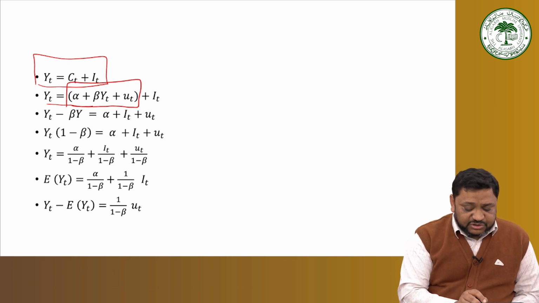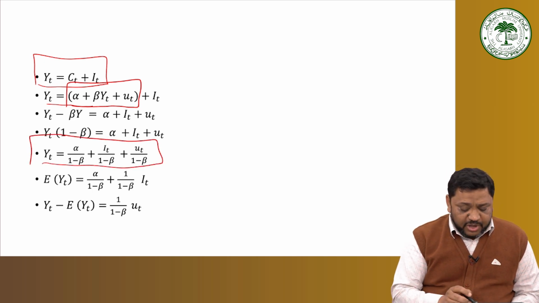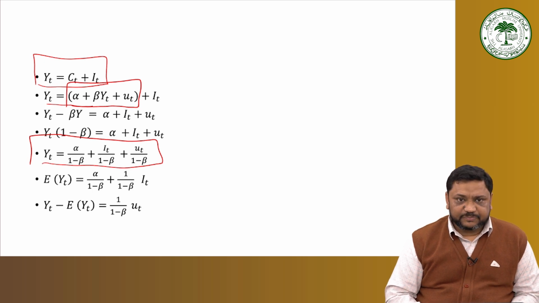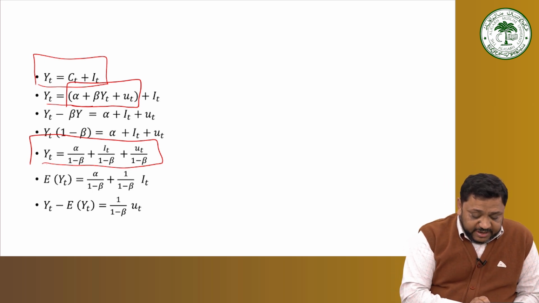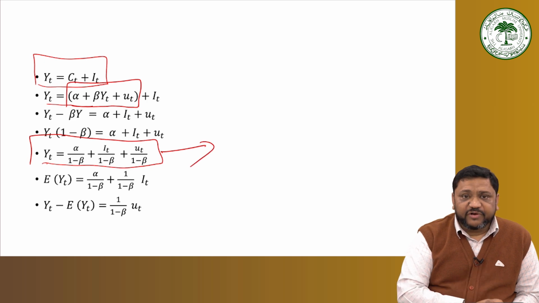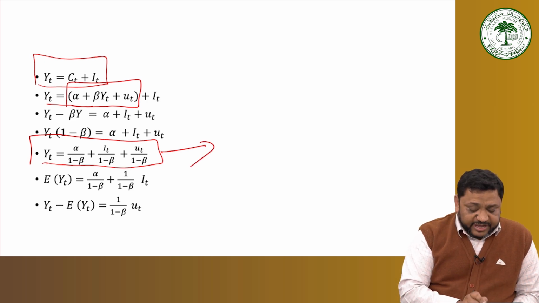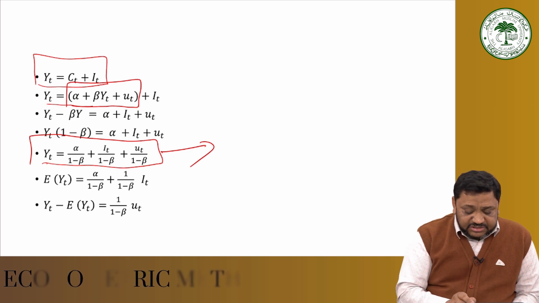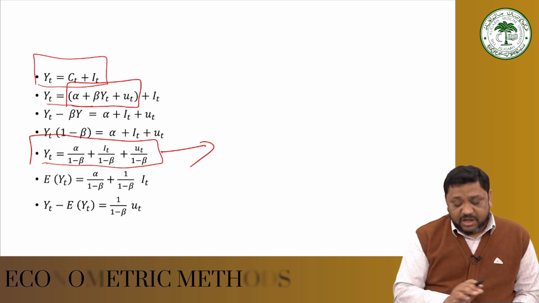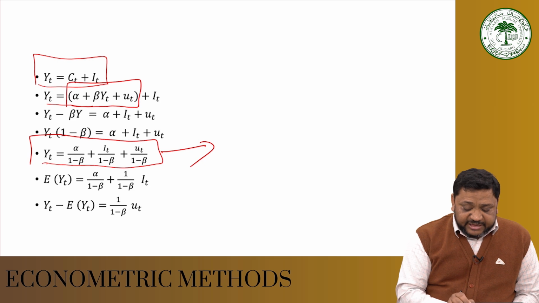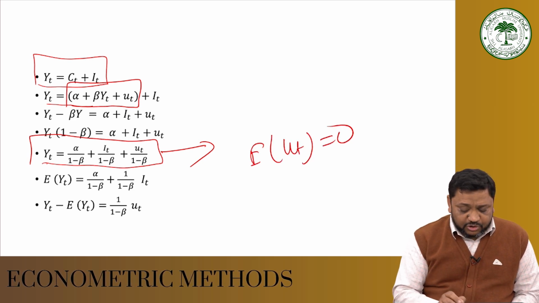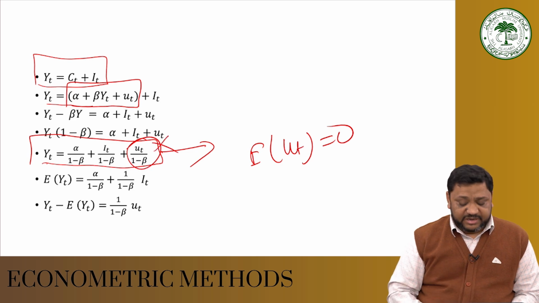We take the betas over there, so we can write it in the reduced form. Now we take the expectations. The moment we take the expectation of yt, the expected yt is equal to alpha divided by 1 minus beta, it's a constant term, plus 1 upon 1 minus beta times it, and the expected value of ut by assumption is equal to 0. So this entire term gets cancelled.